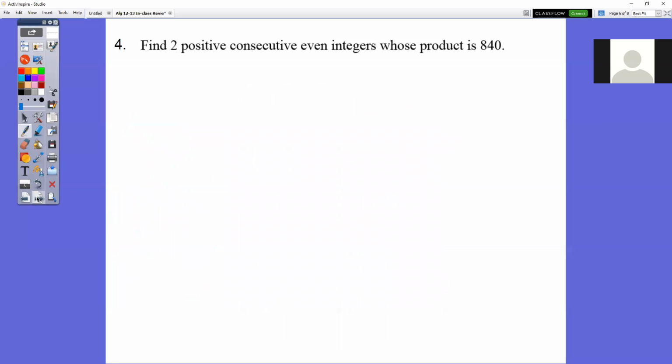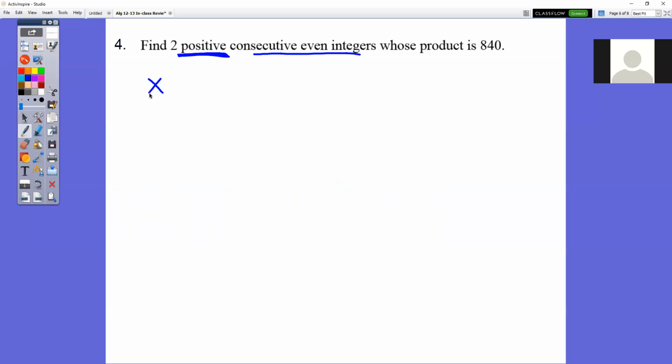Taking a look at the next type of question, find two positive consecutive even integers whose product is 840. Now, there's a couple different things going on here. First of all, we're only looking for positive numbers, and we're looking for consecutive even. Remember, if it just says consecutive, that would be x and x plus 1, because that's how you get numbers right in a row. If it asks you for consecutive even or consecutive odd, you have to count by 2s.